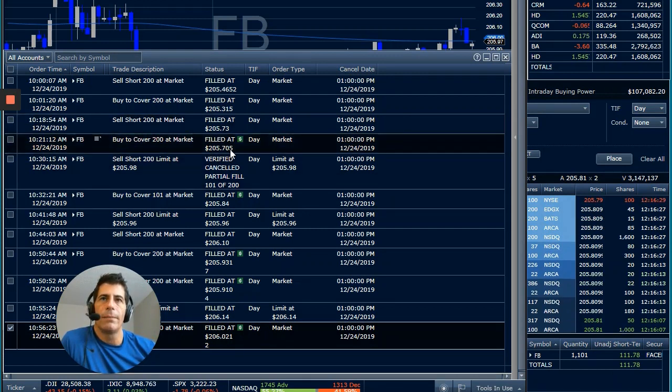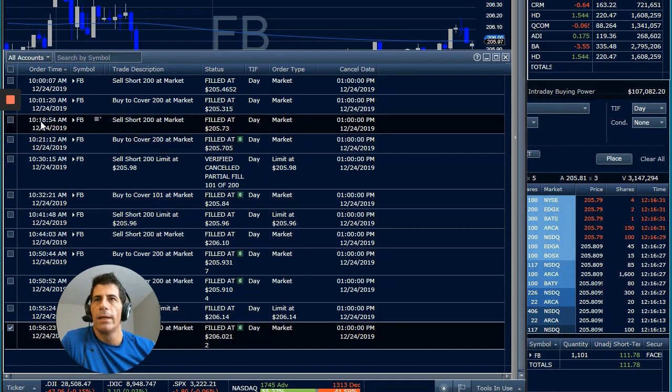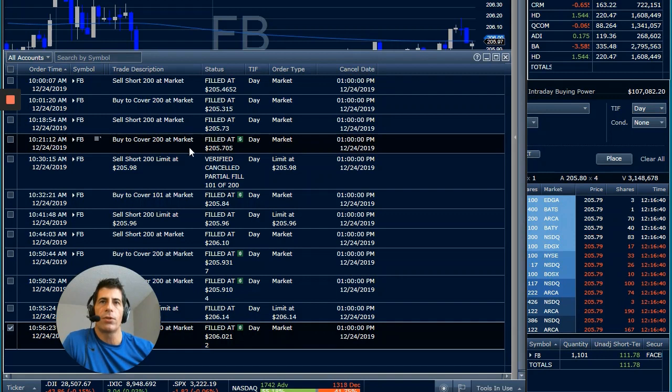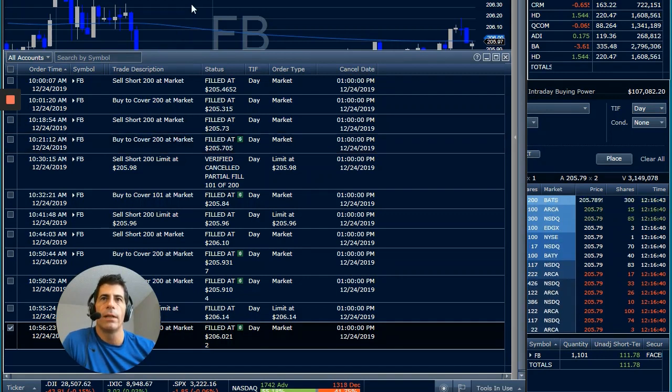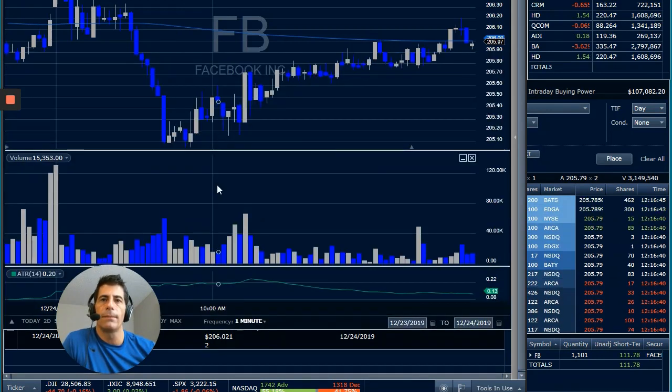It looks like I only made 2.5 cents on that trade. So that was another example where it didn't go my way, and I got out, I guess, pretty quickly. This was 10:18:54. I got out at 10:21, so less than 3 minutes I was in the trade. It really didn't move in my favor, so I tapped out. So let's take a look. 205.73 at 10:18.